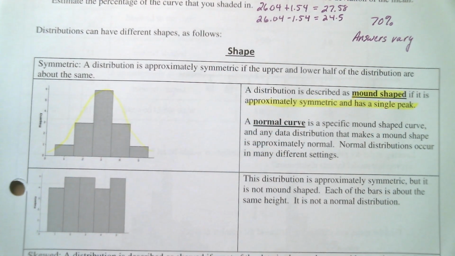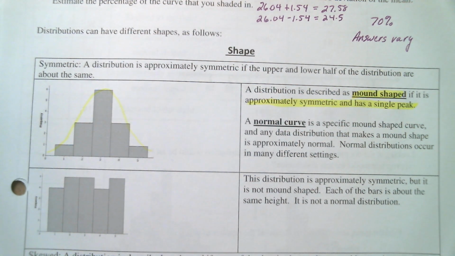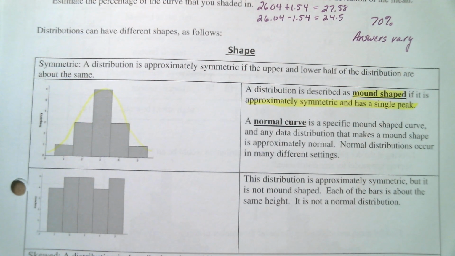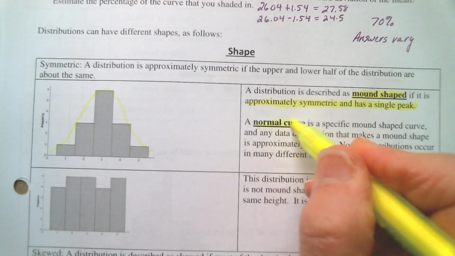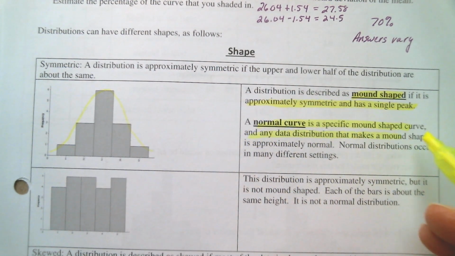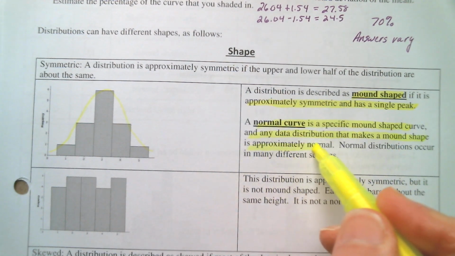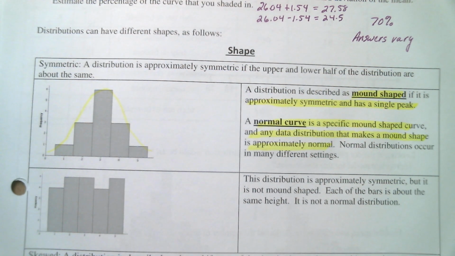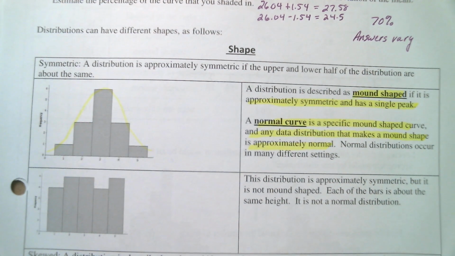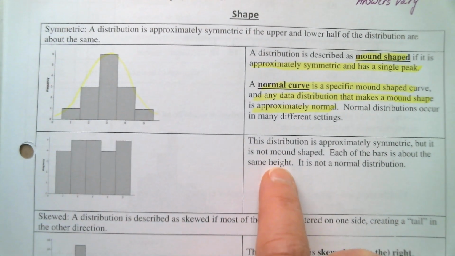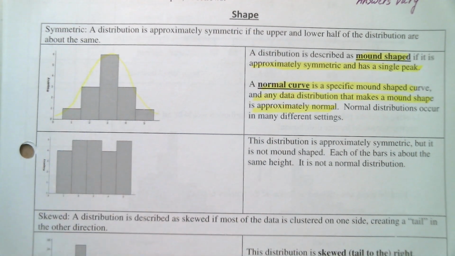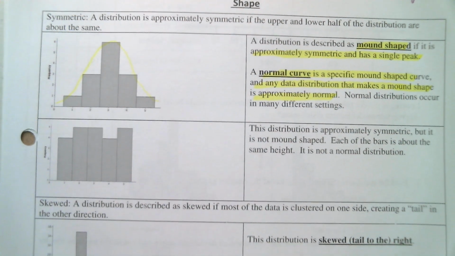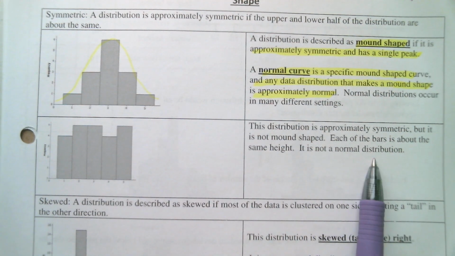Nice mound shape. A normal curve is a specific mound-shaped curve, and any data distribution that makes a mound shape is approximately normal. So if you have a mound-shaped data distribution, then you are looking at an approximately normal curve. The distribution here is approximately symmetric, but it is not mound-shaped. Each of the bars is about the same height. It is not a normal distribution. Remember, if it has a mound shape, then it would be a normal distribution.